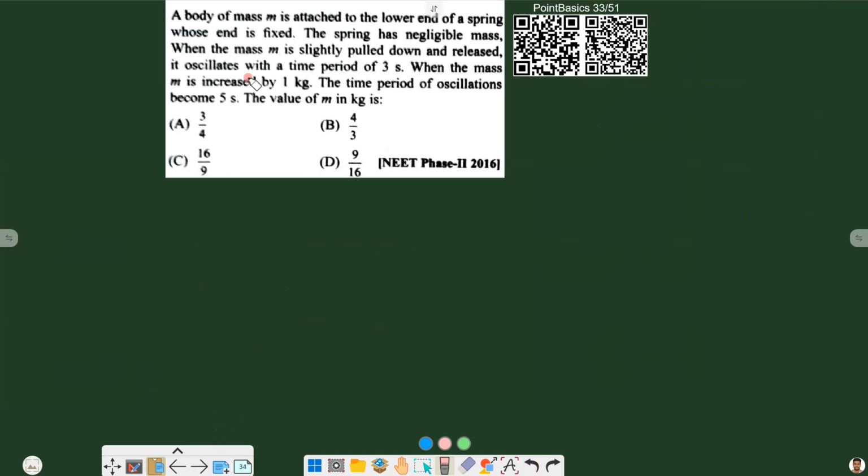A body of mass m is attached to the lower end of a spring whose upper end is fixed. The spring has negligible mass. When the mass is slightly pulled down and released, it oscillates with a time period of 3 seconds. We already know for a spring omega is under root k by m. When the mass is increased by 1 kg, the time period becomes 5 seconds. So we have to find the value of m.